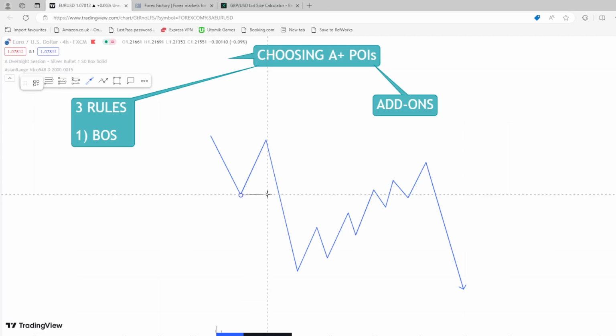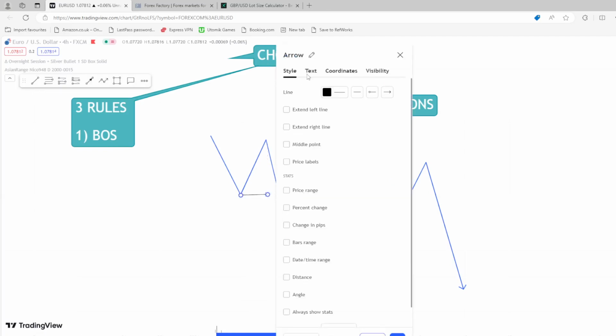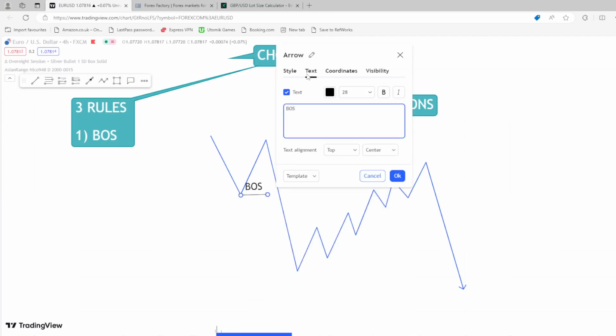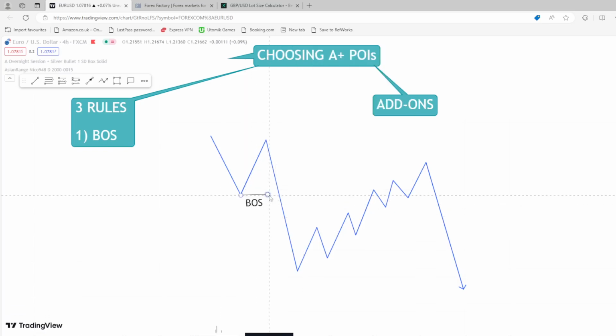And that's represented here with an arrow. So this arrow represents a shift in structure. So the last low, whether it's the daily, the 4-hour, whatever time frame you're looking at, we need to see a shift in that swing structure represented by this break of structure arrow over here.